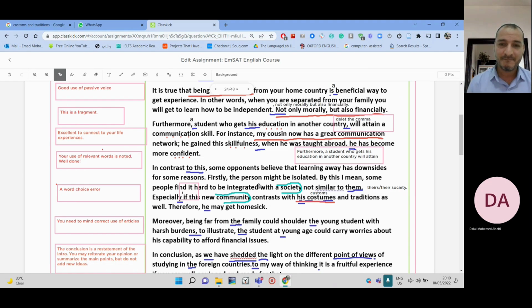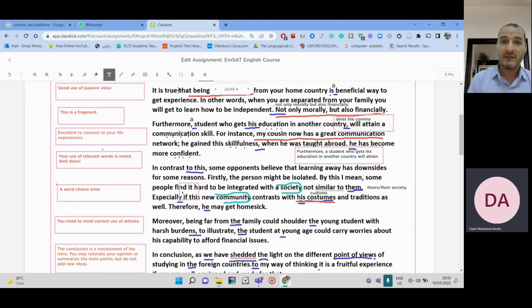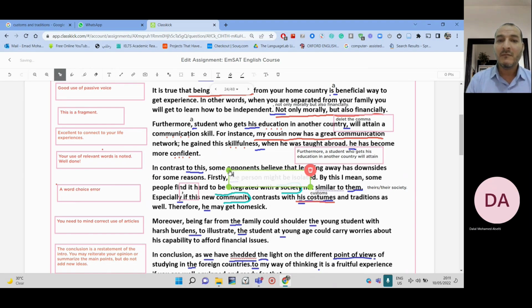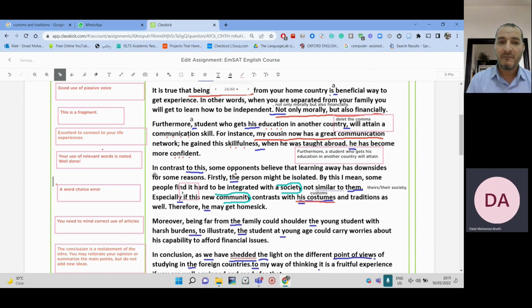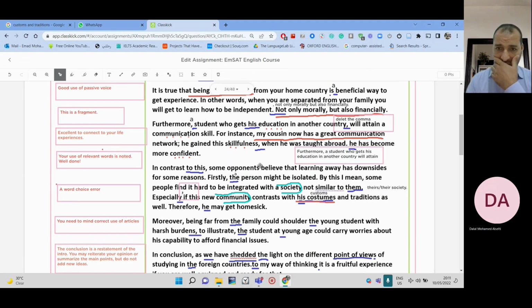Yes, of course. How to fix it? First, don't say that person. Use indefinite articles. Say a person might be isolated. By isolated by this, I mean some people find it hard to be integrated with a society not similar to theirs, especially if this new community contrasts with their customs and traditions. Because here I'm talking about people generally, you say a person might be isolated.